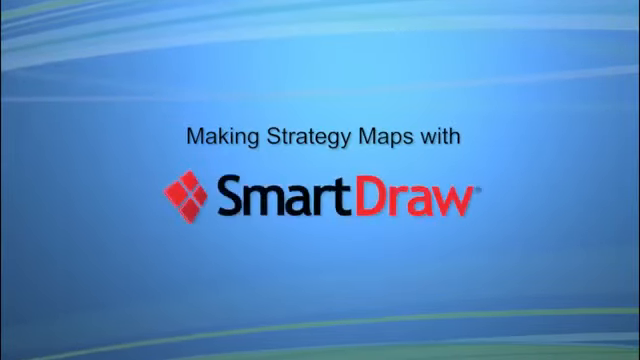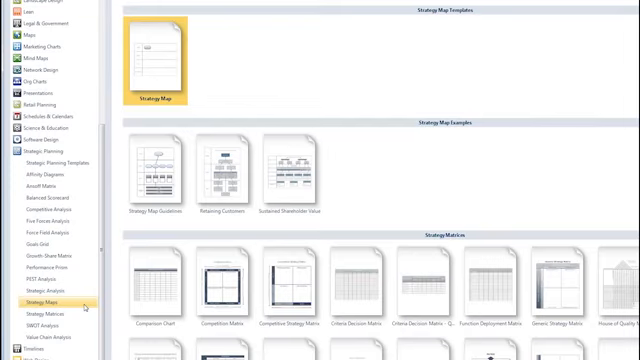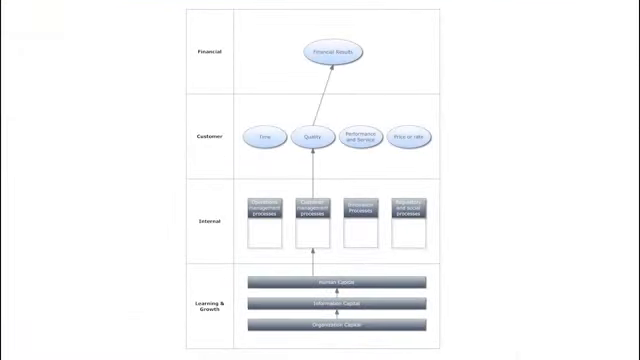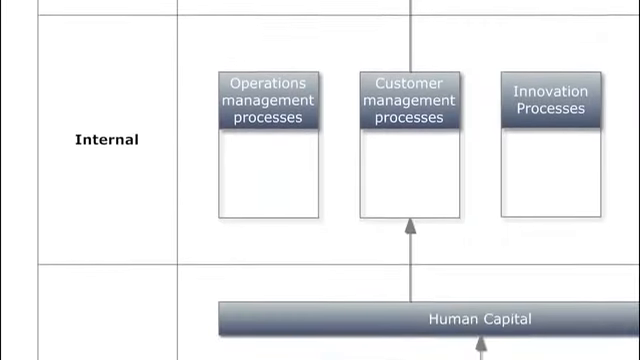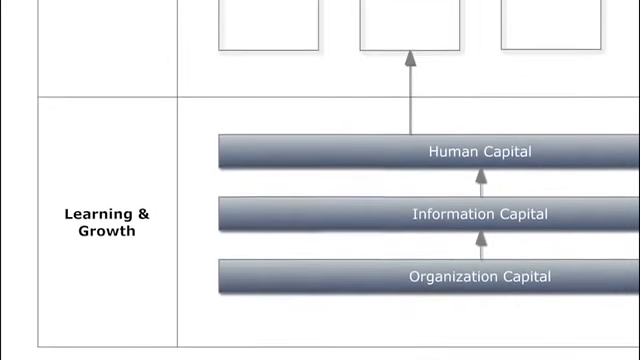A strategy map is one of the many strategic planning visuals provided in SmartDraw. It's a diagram that explains how an organization creates value by mapping out the relationships between its strategic objectives. These objectives, or perspectives, are financial, customer, internal, and learning and growth.